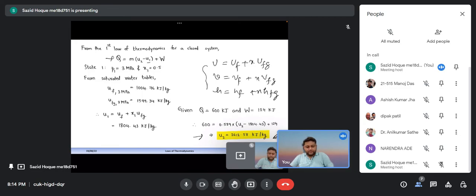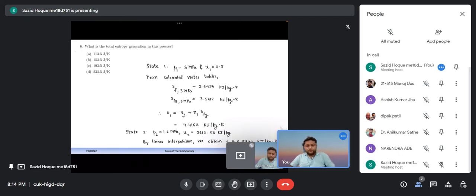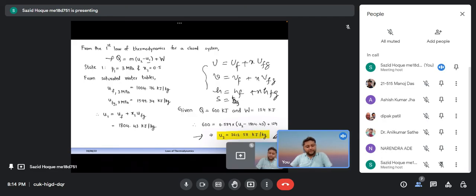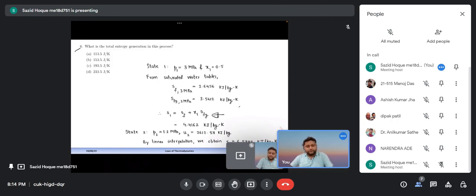Then entropy generation, same thing. You need to find the total entropy generation. So for entropy generation, again P1 and X1 are given. We need to find S1. Here S also you can find as Sf plus x into Sfg. So this Sf and Sfg you know from the table. These are the two values. You can go to the table.